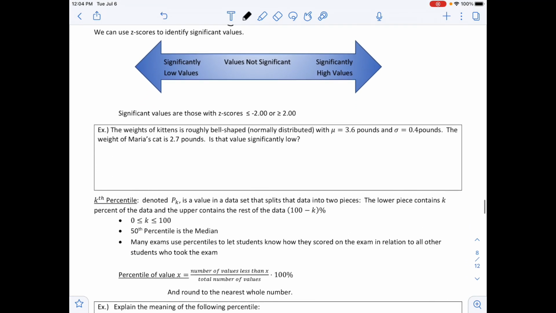So we can use z-scores to identify significant values. We saw that earlier. With our z-scores, the mean is 0 and our standard deviation is 1. So extending out 2 standard deviations to the right would be at 2, and 2 standard deviations to the left would be -2. So significant values are those with a value of z less than or equal to -2 or greater than or equal to +2. And again, that's significantly low values and significantly high values.